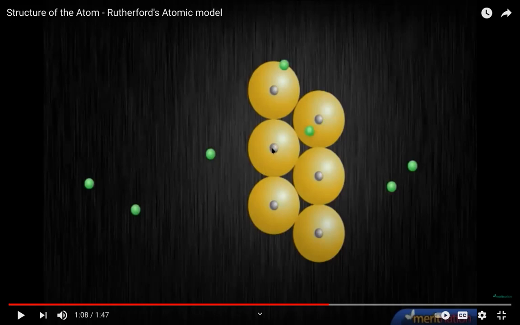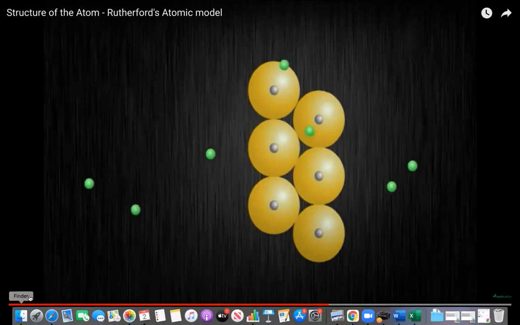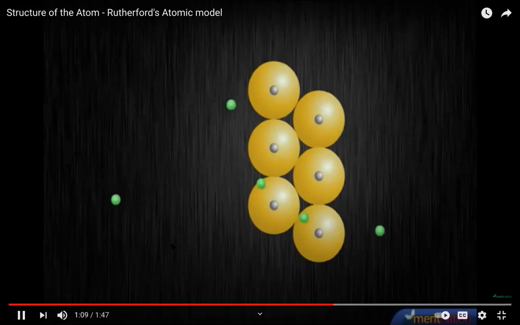Now, the nucleus has got a positive charge. Well, the alpha particle has a positive charge. So he assumed that the nucleus must be positive and that like charges repel, and that's what was causing it to bounce off. Derived the following conclusions from his gold foil experiment.